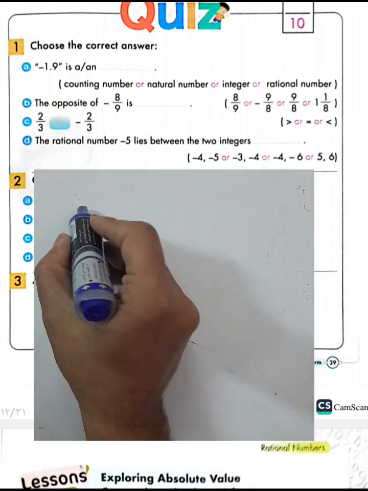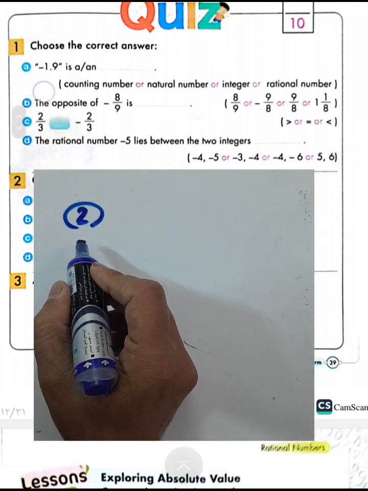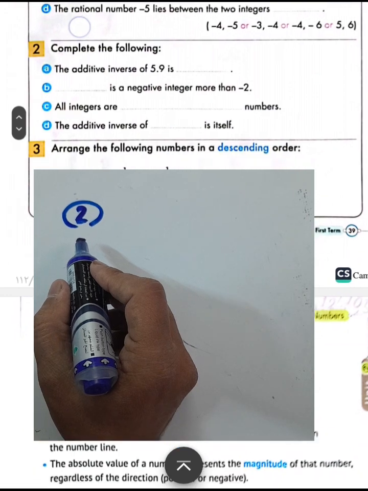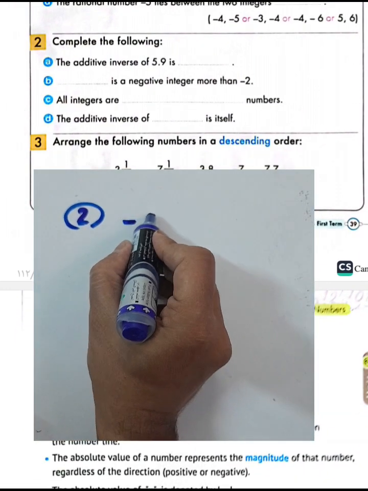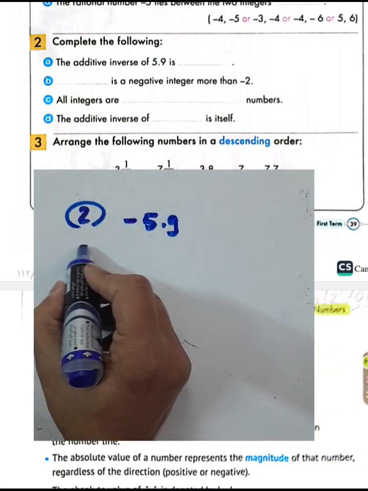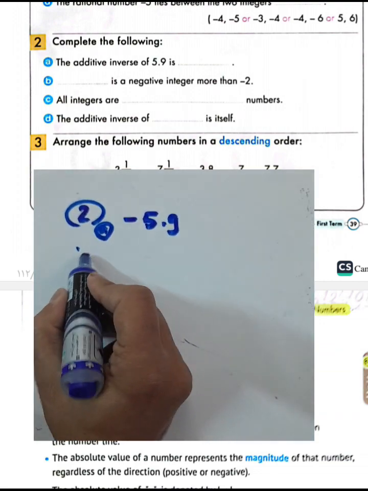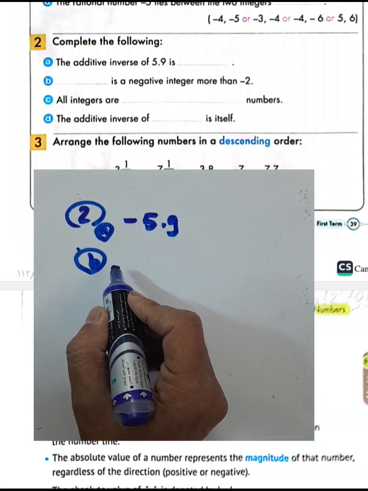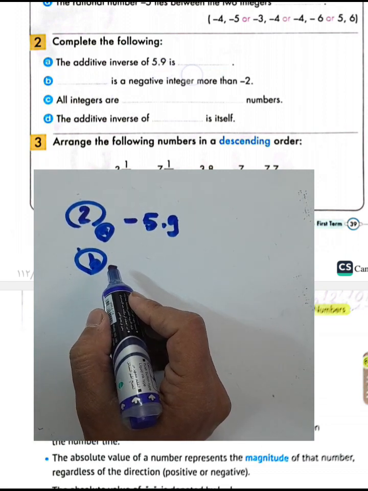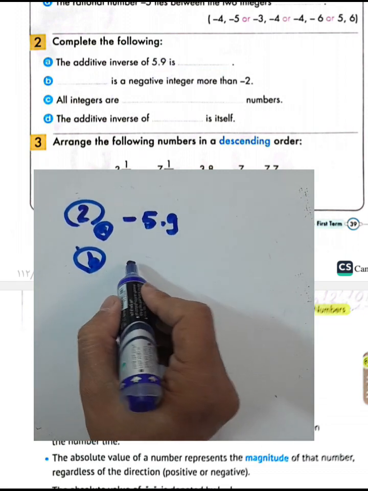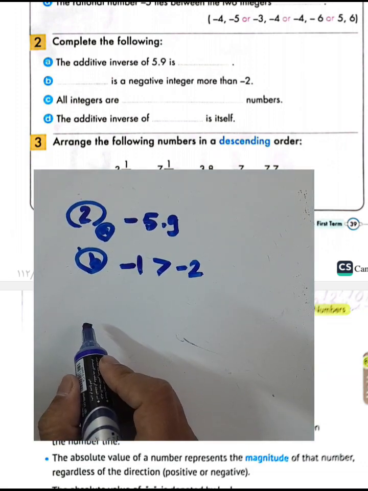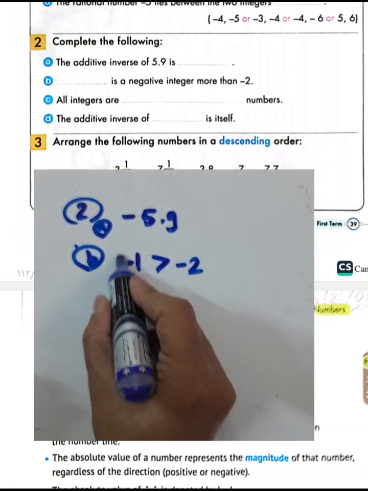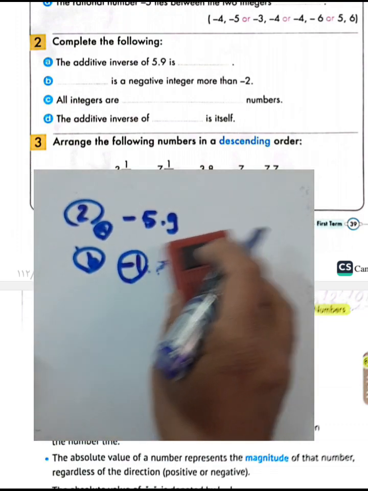Question number 2. Complete the following. The additive inverse of 5.9. This means the opposite of this number will be negative 5.9. It was letter A. Letter B. A negative integer greater than negative 2 will be negative 1. Negative 1 is greater than negative 2. You must write here negative 1. Okay.